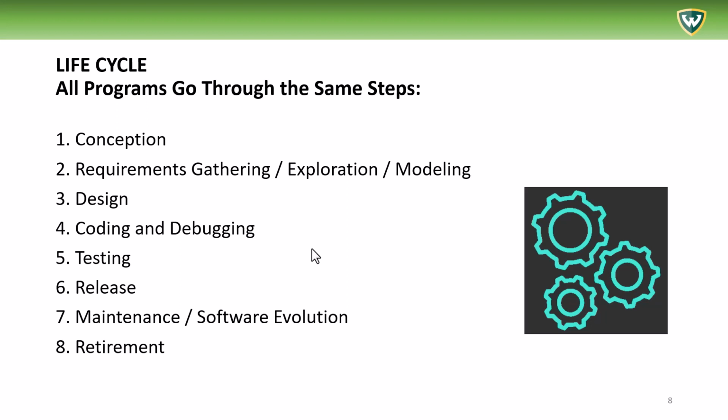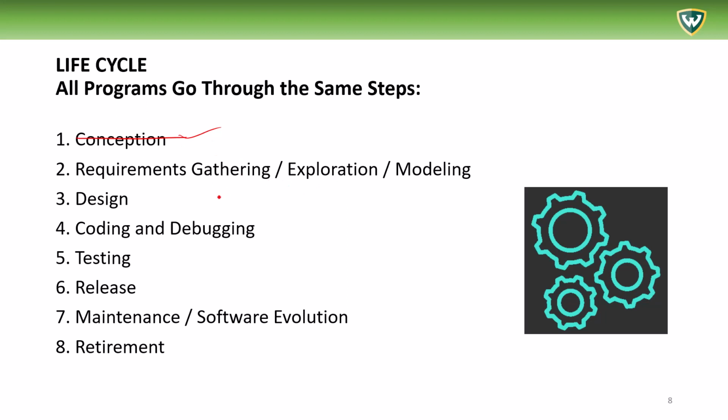So first is a conception. What is your system, your program, going to do? Is it going to analyze data? Is it going to get data? It has to be something digital and at the software level, as we're discussing. And then you will go to requirements gathering. After conception, we get to requirements gathering.